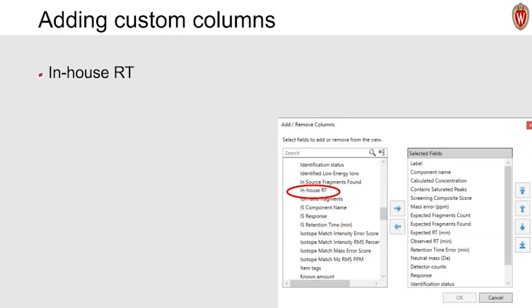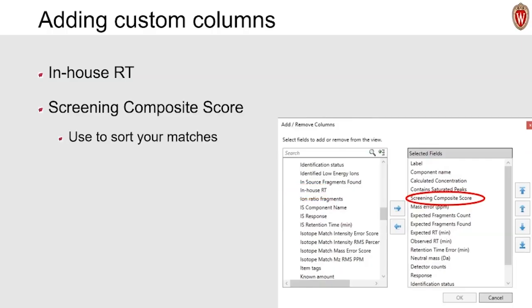In-house RT is down a little further, but it's listed on the right as well. So here we add the in-house RT column, and then the screening composite score column. Since we'll use the score to organize our data, we'll move that higher in the column list so it's more easily visible.